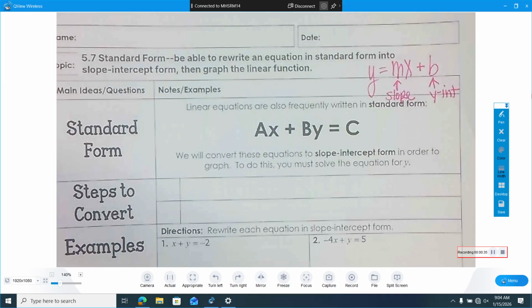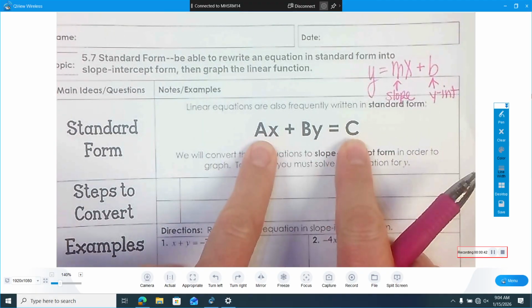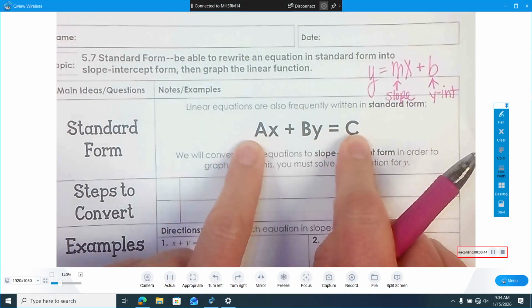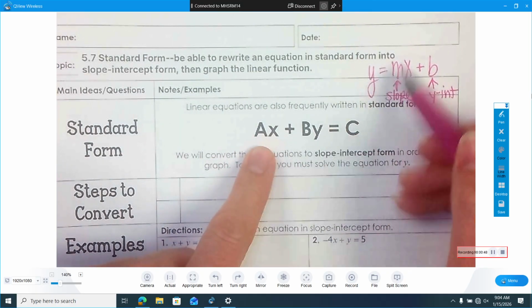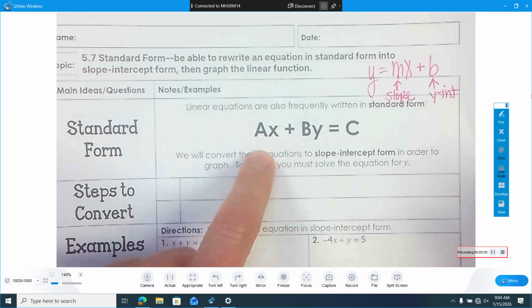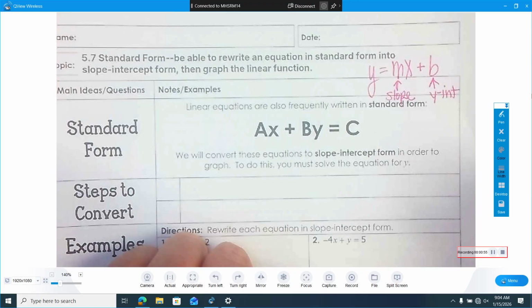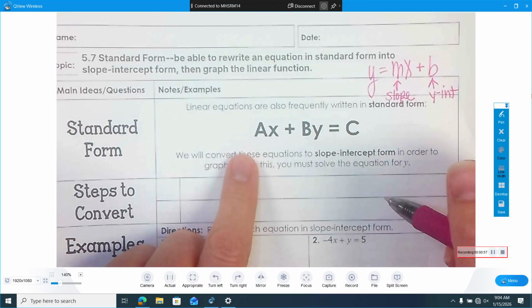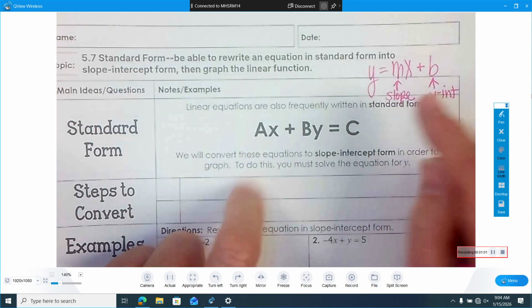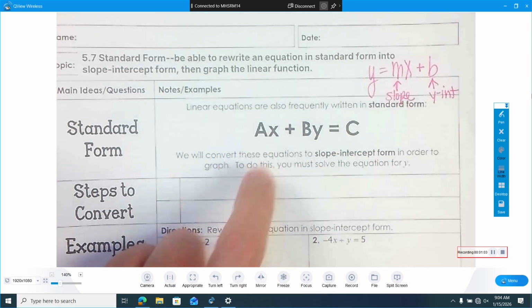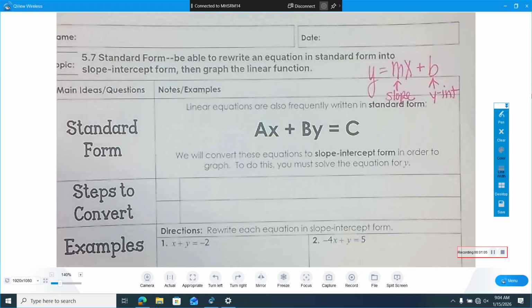We're going to be working with slope-intercept form again today, but today we're starting in standard form. This is standard form. What's the difference between these two forms? There's an A. This other one doesn't have an A. What is the same about them? What do they have in common? An X and a Y. Good. They do have an X and a Y in common, typically.